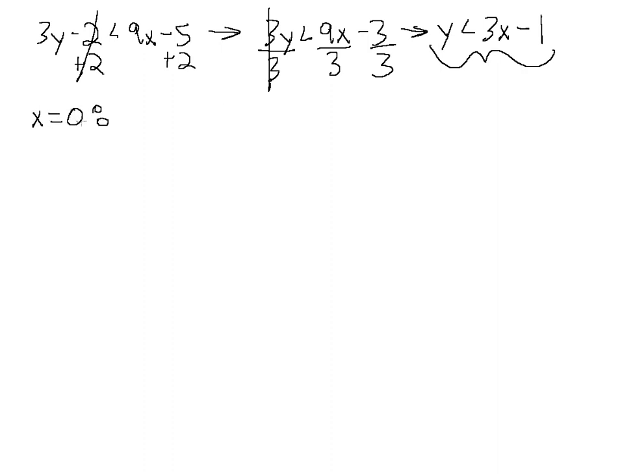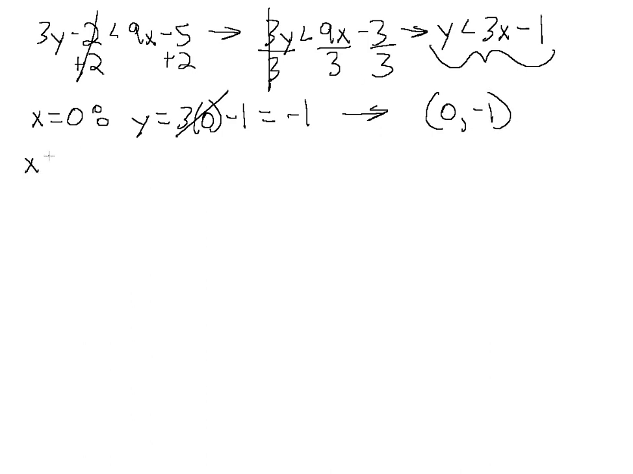You can keep on using x equals 0. So y equals 3 times 0 minus 1, again, in our linear inequality here. 3 times 0 cancels, so we have minus 1, and our first point is (0, -1). Let's do a few more.